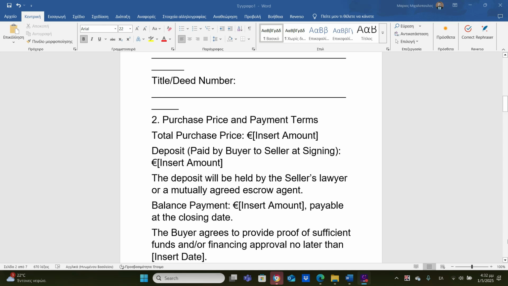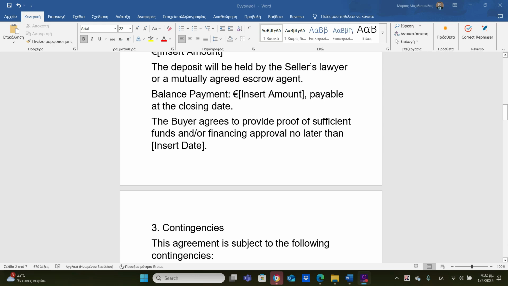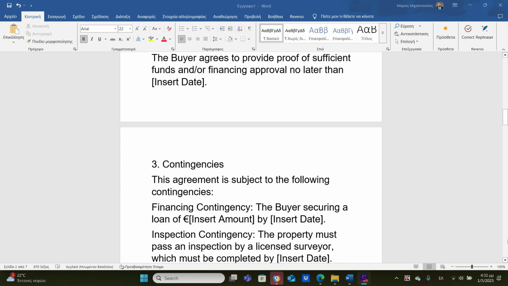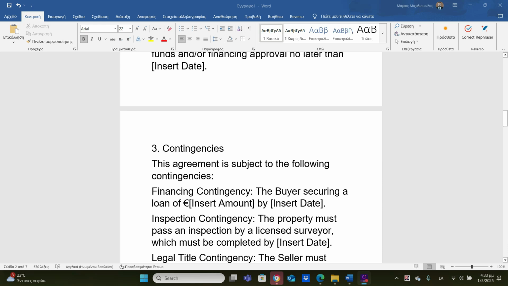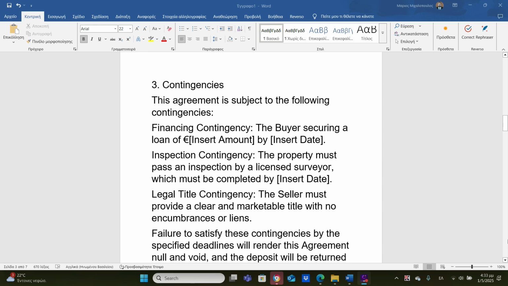What is a residential purchase agreement? A residential purchase agreement, also referred to as a real estate purchase agreement or sales contract, is a document that governs the sale of residential property. It includes the terms under which the buyer agrees to purchase the property and the seller agrees to sell it. This agreement becomes legally binding once signed by both parties.